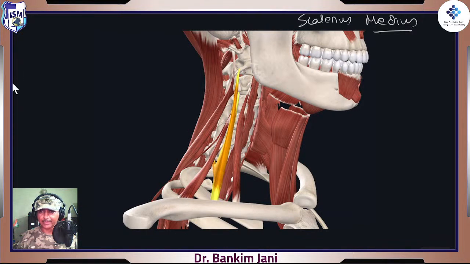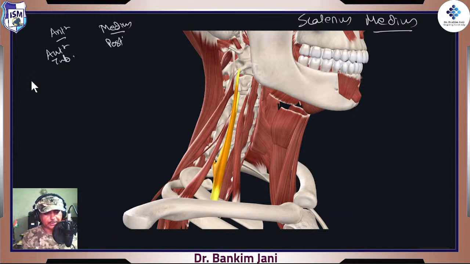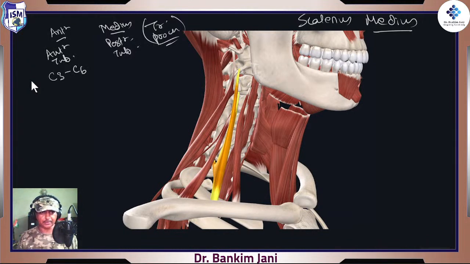Now see, for the scalenus medius, that was scalenus anterior, and this is now the medius. Scalenus anterior was starting from the anterior tubercle, right? This medius will start from the posterior tubercle. When we say anterior, posterior tubercle, that means we are dealing with the transverse process, right? So no need to write that. We know that anterior and posterior tubercles, this is C3 to C6, correct?